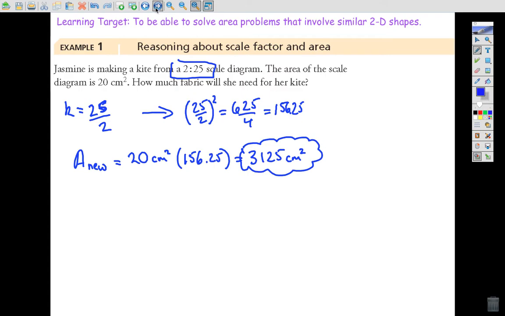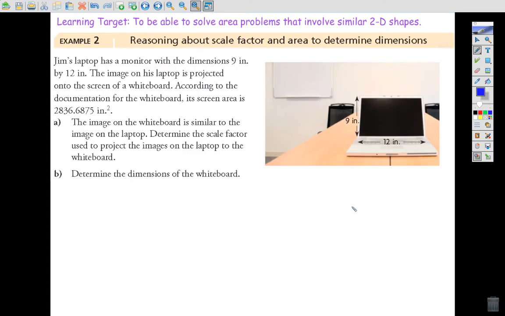What I want to do now is jump right into example 2, because that wasn't a very long video, and we're going to see if we can finish this unit off. So we have example 2, which is reasoning about a scale factor and the area to determine dimensions. Jim's laptop has a monitor with dimensions 9 inches by 12 inches. You can see these are the actual measurements of his laptop. The image on his laptop is projected onto the screen of a whiteboard.